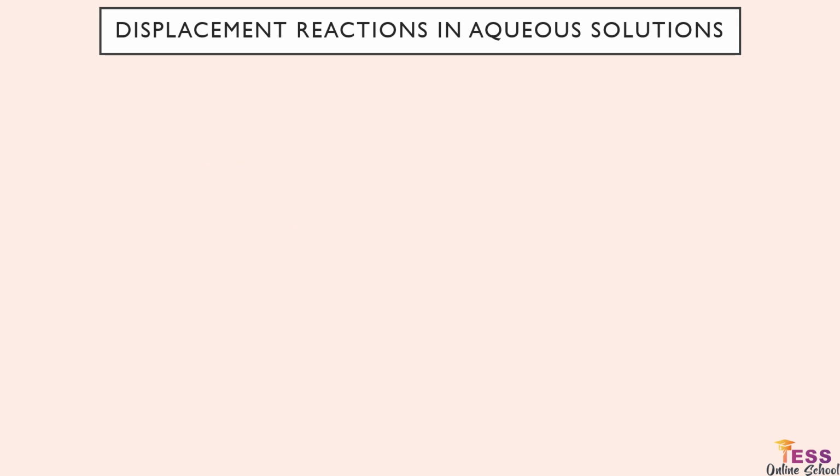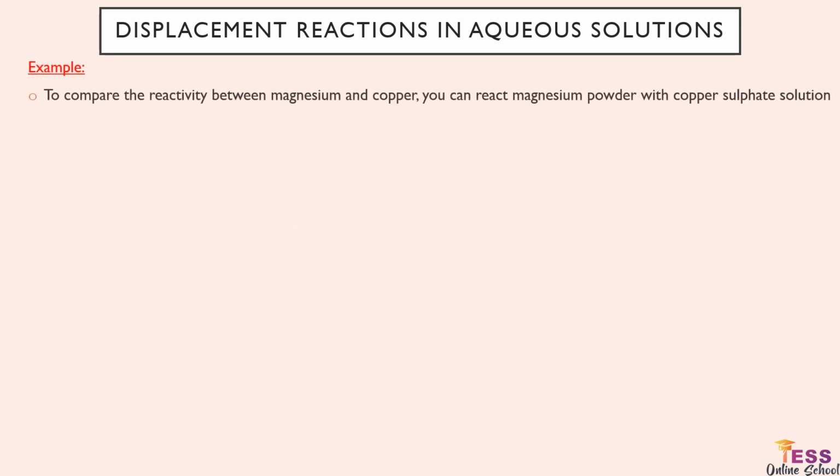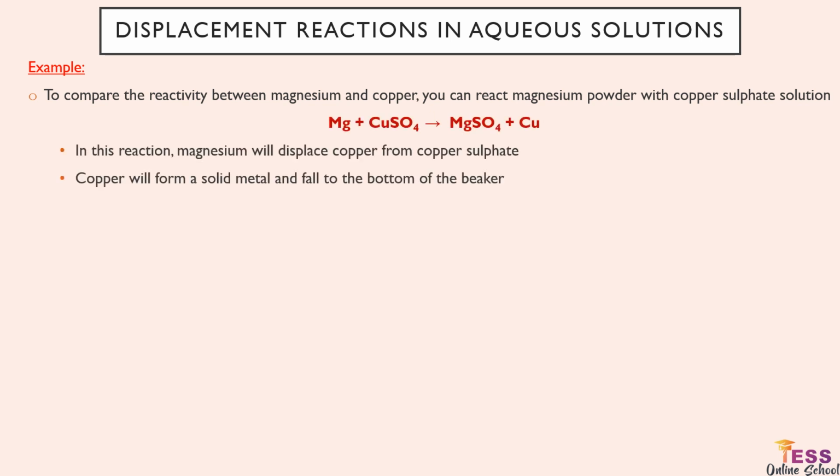For example, this can be displayed in a reaction between magnesium and copper, when you react together magnesium powder and copper sulfate solution. Magnesium displaces copper as it's higher up on the reactivity series, and as copper is displaced, it forms a solid metal and falls to the bottom of the beaker.